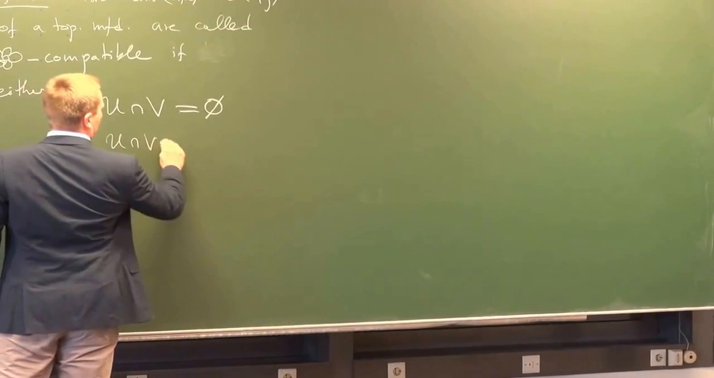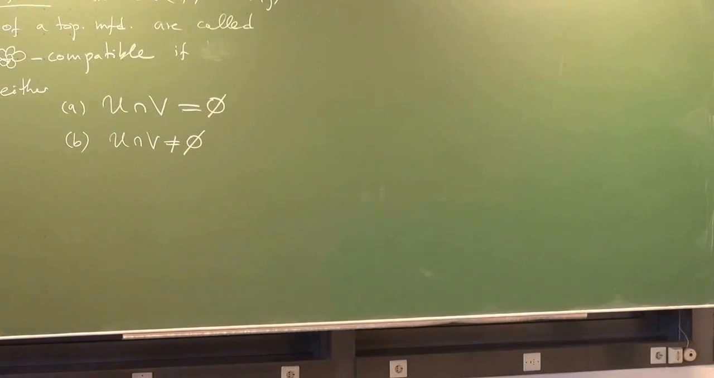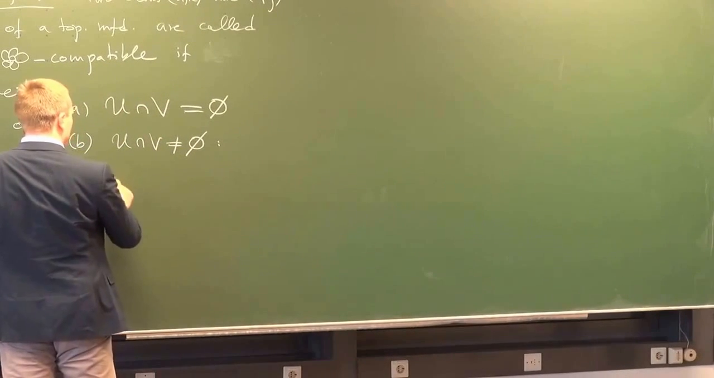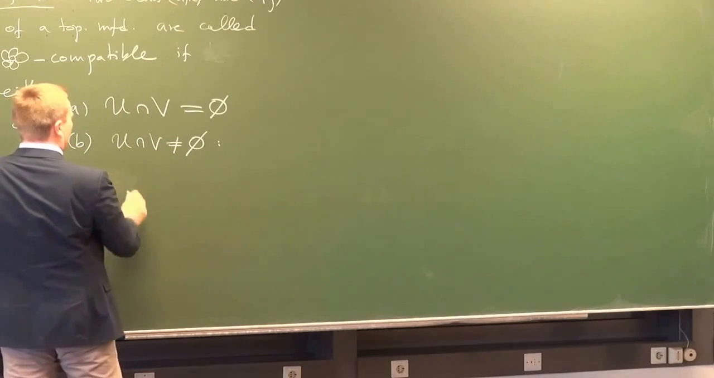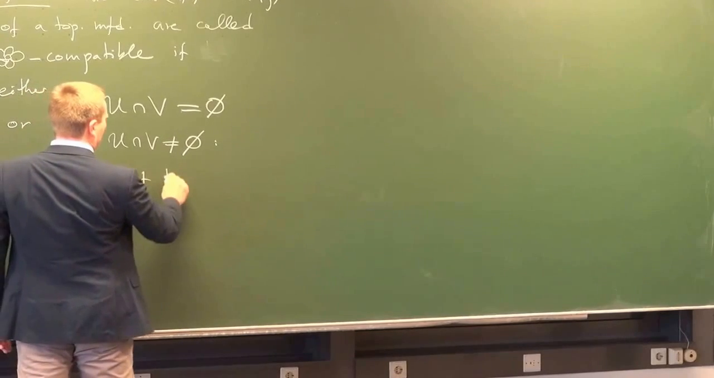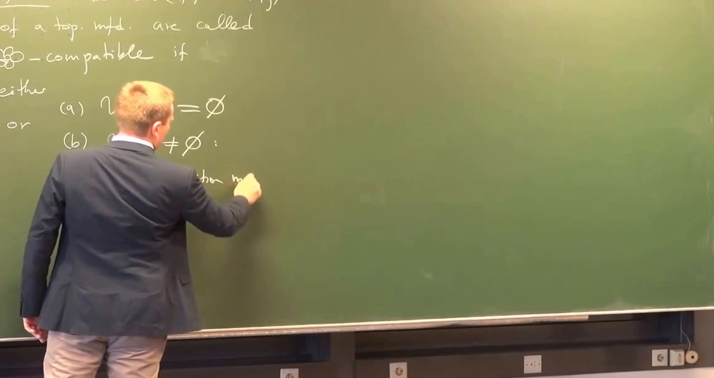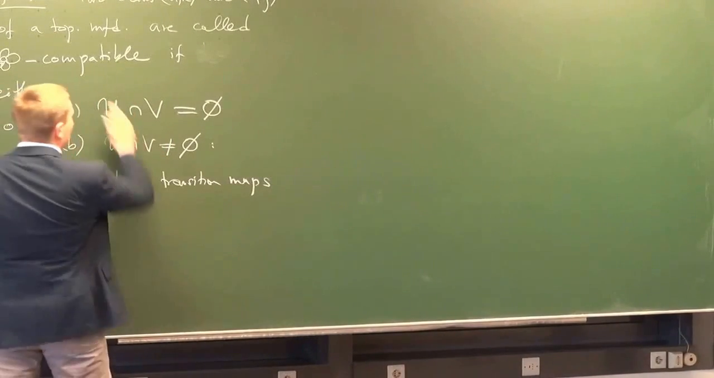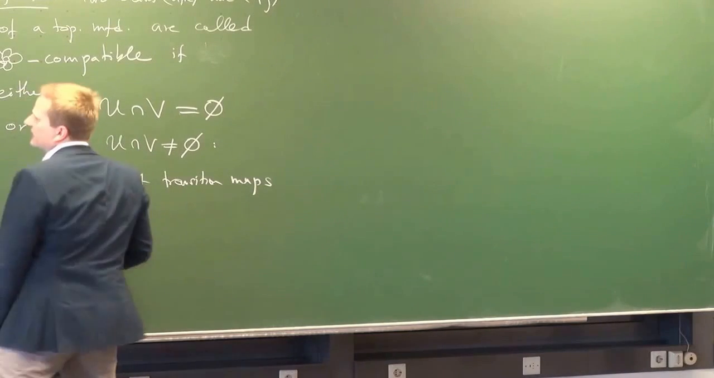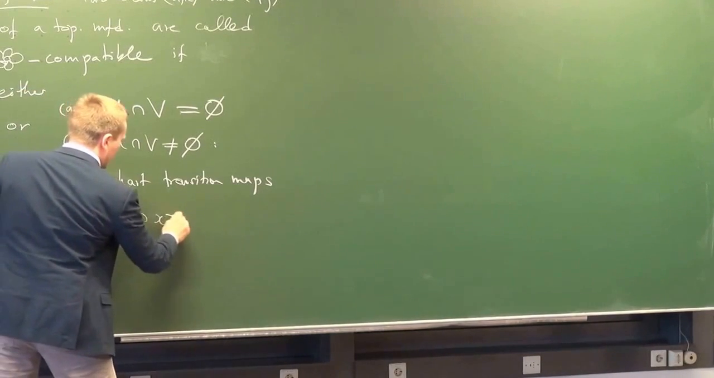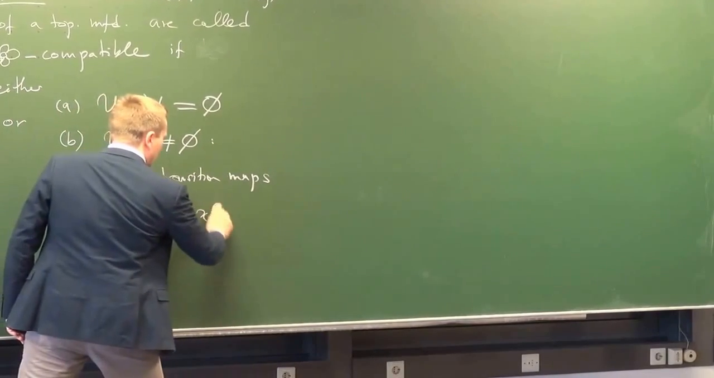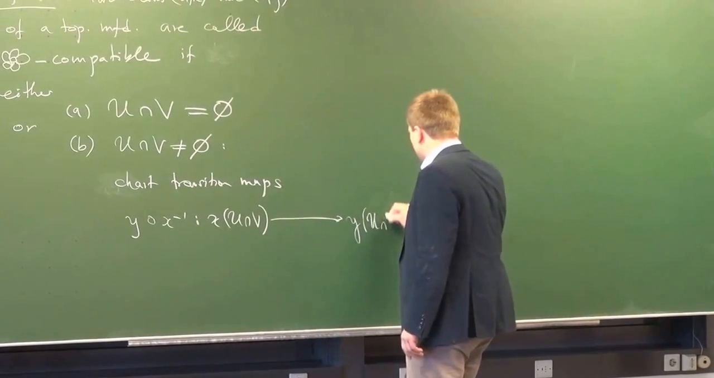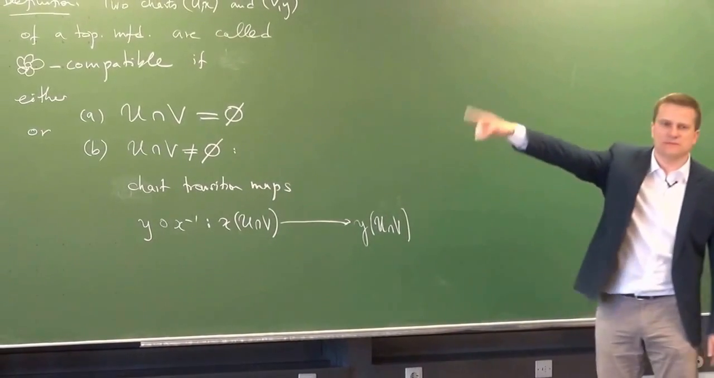But now, what if there is overlap? So either or. If there's overlap, they're called compatible if either the chart transition map between them, now chart transition maps, we've got to be very careful, there are two. If you have two charts, you can do y after x inverse, was the one we wrote there, y after x inverse. Now what's its domain? Its domain is the image of the intersection, and its target is the image of the intersection under the other chart map. So that map is over there.